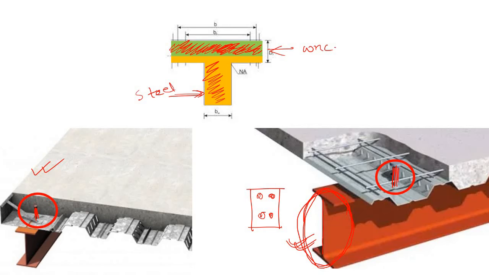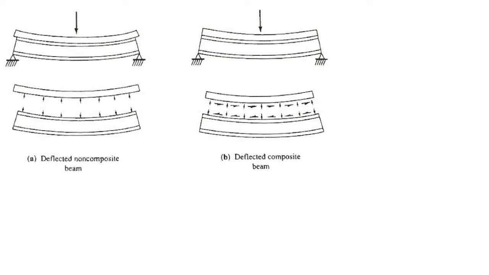You have understood about the use of concrete at this top zone. You have understood about the use of steel under this bottom zone. Now why do you need to use this type of stud? Let's try to understand.